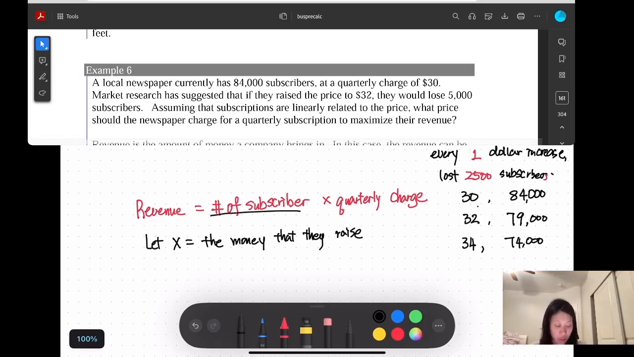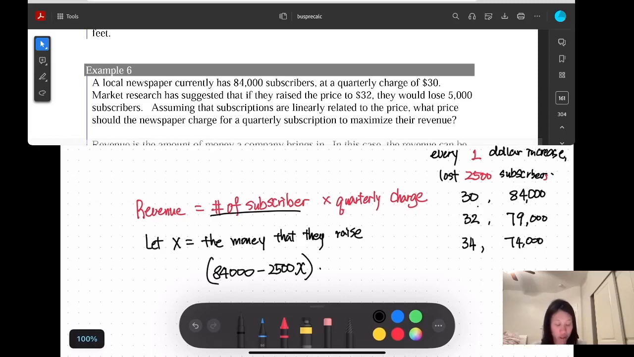So what will be the number of subscribers? Remember, the number of subscribers is going to relate to the dollars they raise. Originally, you have 84,000 subscribers. You raise $1, you will lose 2,500. You raise $2, you will lose 2,500 times 2, right? So that means the number of subscribers equals 85,000 minus 2,500 times x, depending on how much you raise.